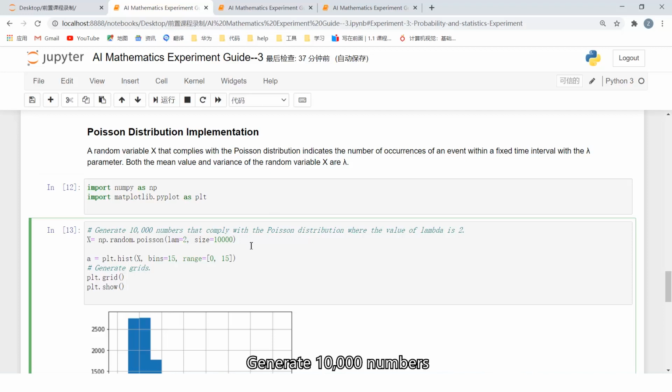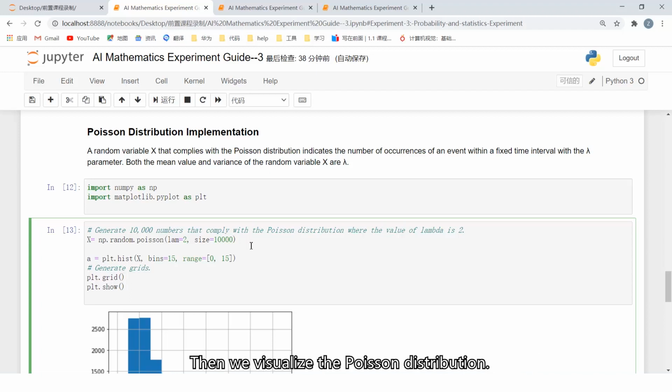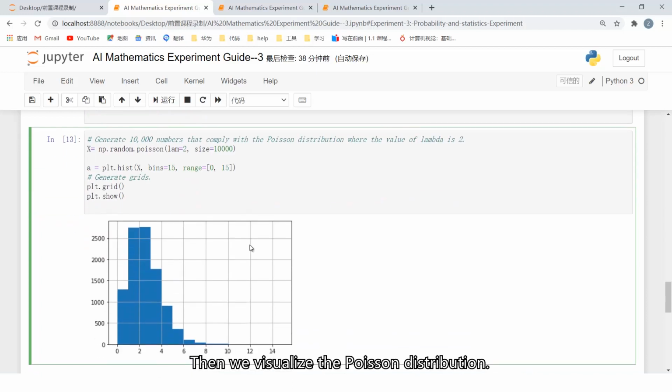Generate 10,000 numbers that comply with the Poisson distribution where the value of lambda is 2. Then we visualize the Poisson distribution. This generates the graph.